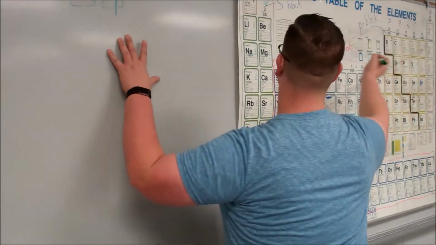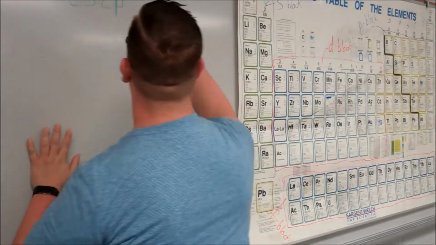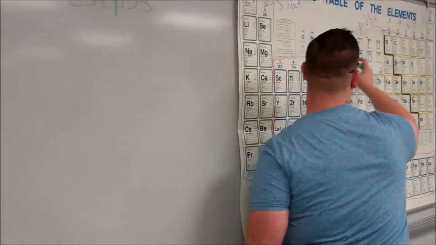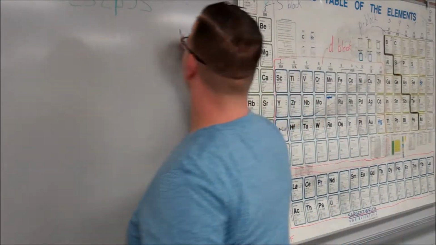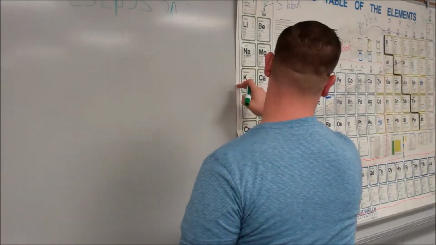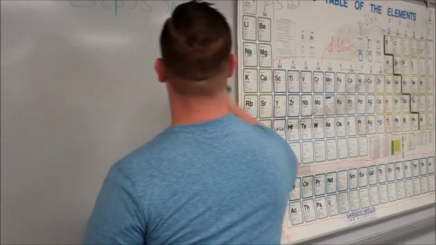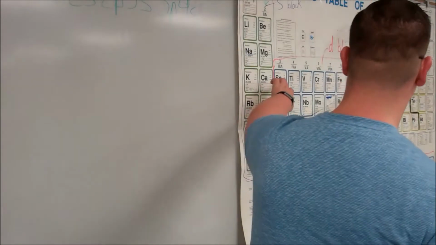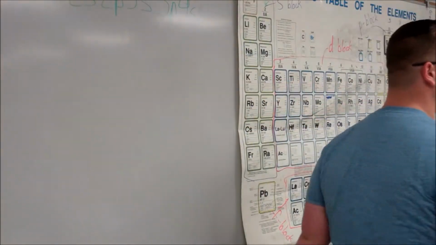After 2P, you come back to 3S. And then you drive across and you go to 3P. Everybody okay? Then we go 4th row. It's S block, 4S. Now this time it's different. You come into this D block.